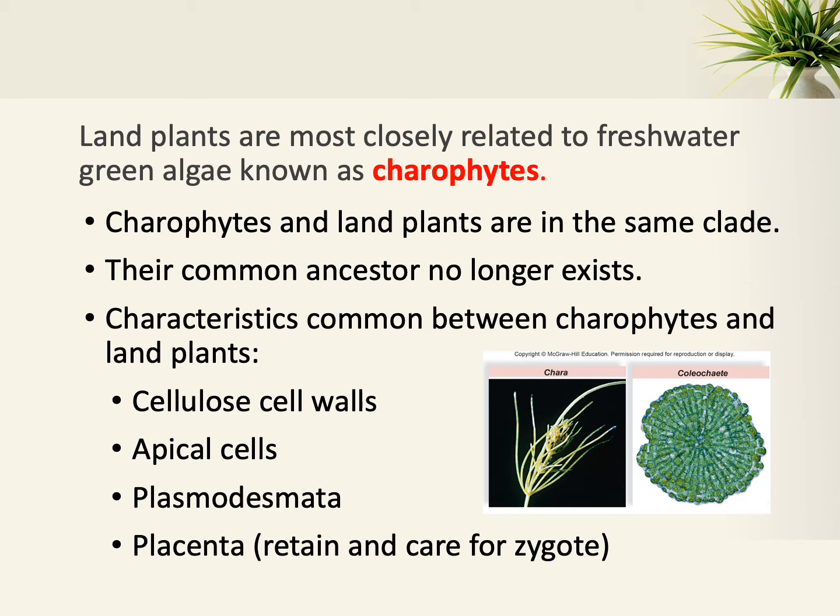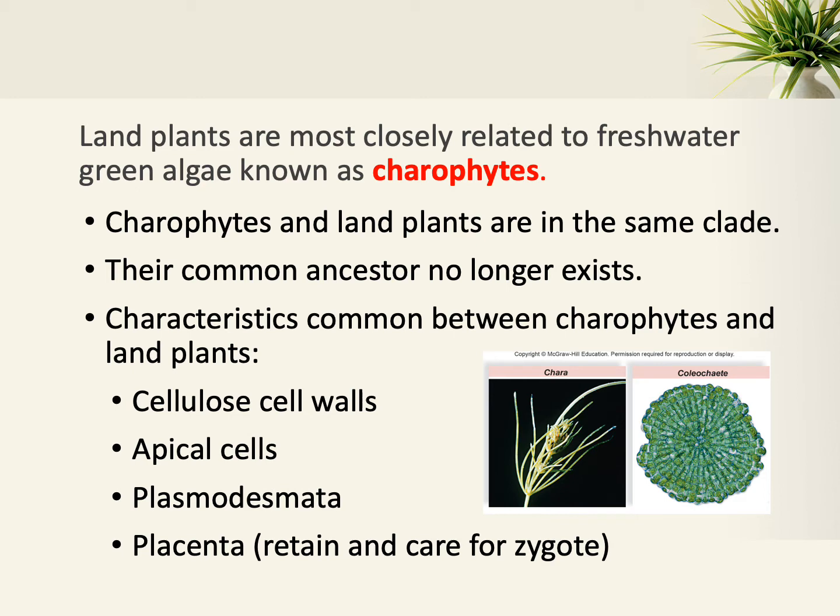Based on the comparison of the DNA and RNA sequences in both the land plants and the green algae, scientists suggested that the land plants are most closely related to a particular group of freshwater green algae known as the charophytes. This is the charophytes. The charophytes and land plants are in the same clade. Their common ancestor no longer exists.